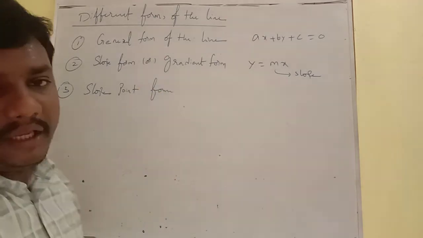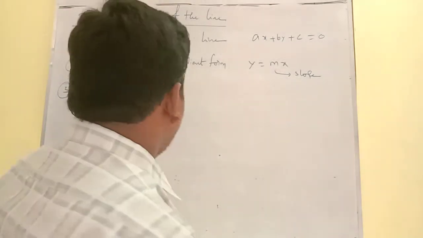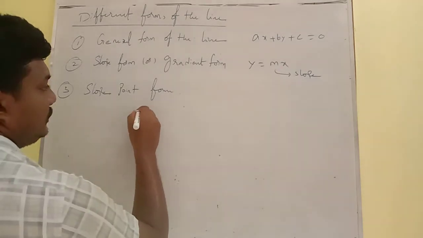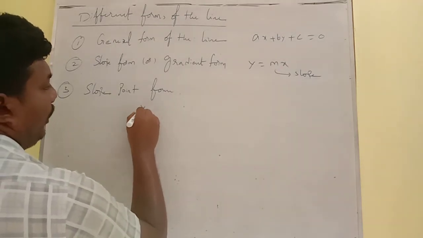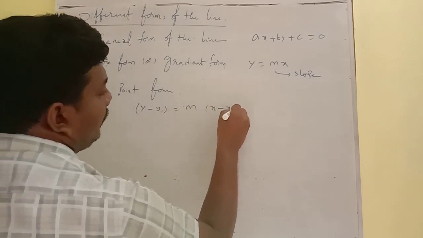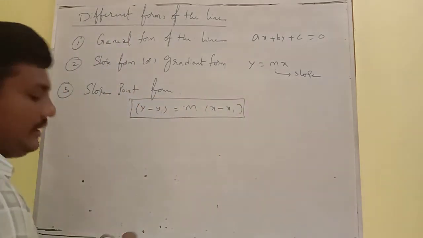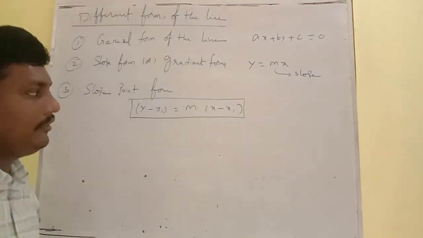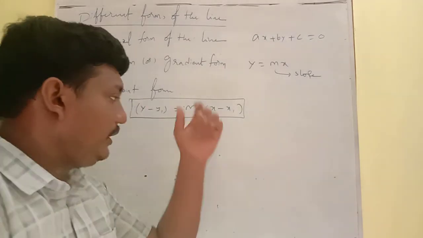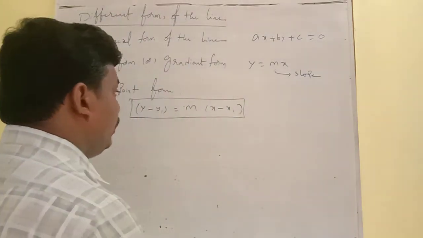So if one slope m and a point are given, how do we find the equation of the line? The line equation in slope-point form is y minus y1 is equal to m into x minus x1. Y minus y1 is equal to m into x minus x1. This is called slope-point form. When the slope is given and a point is given, we have to find the line by using this formula.